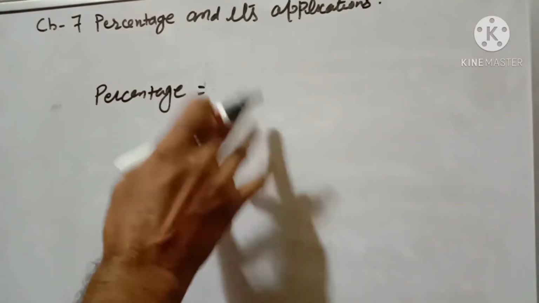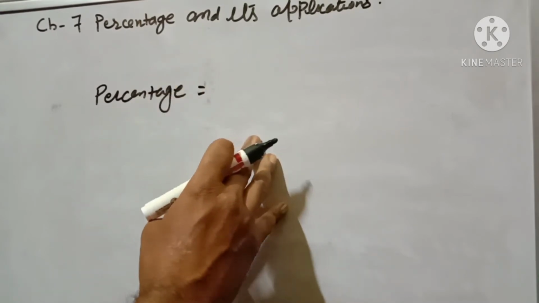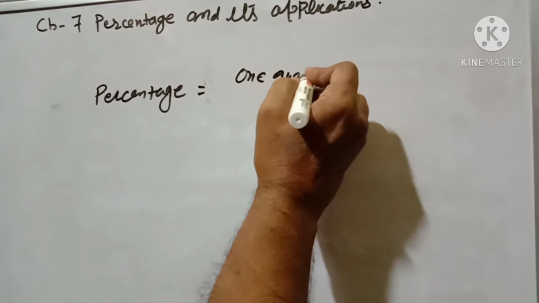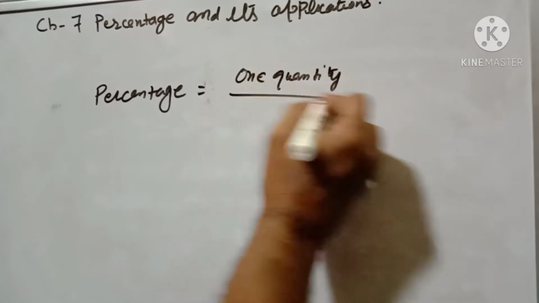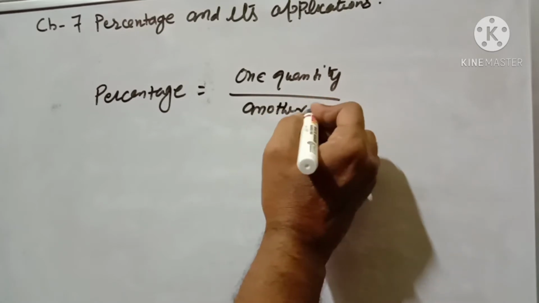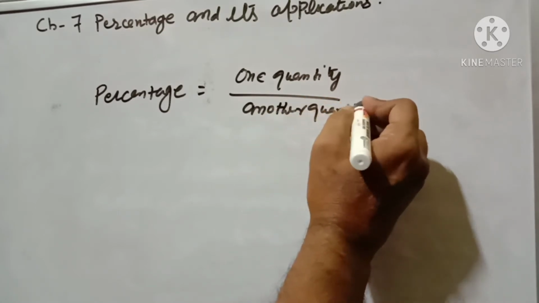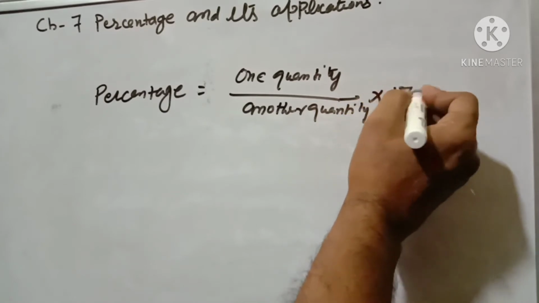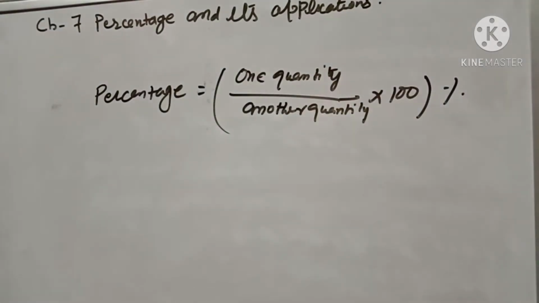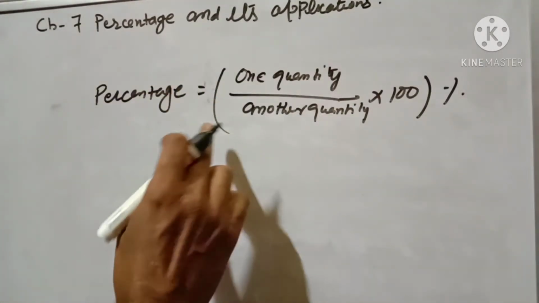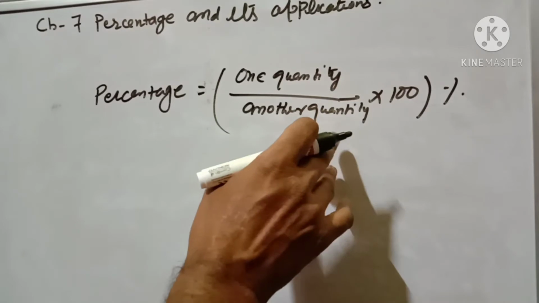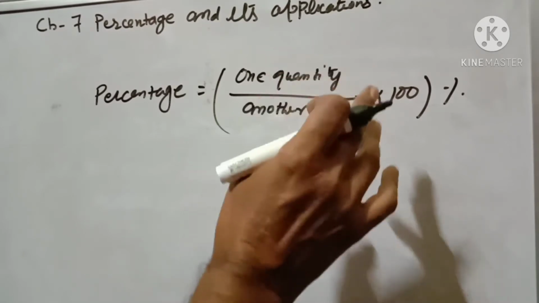To express one quantity as a percent of another quantity, percentage equals one quantity by another quantity into 100, close the bracket and give the percentage sign. And remember, both quantities must be of the same kind and same units.